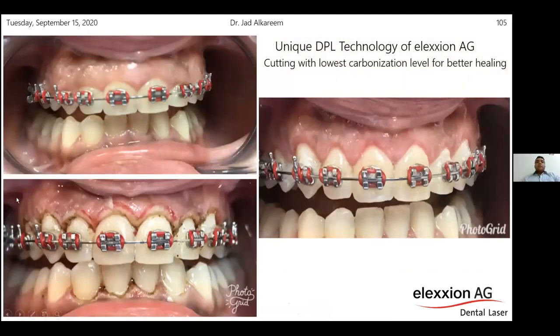Here is another example of cutting, doing a gingivectomy with the DPL technology. You can see that the carbonization level is almost zero, and also the prognosis after the treatment is much better.